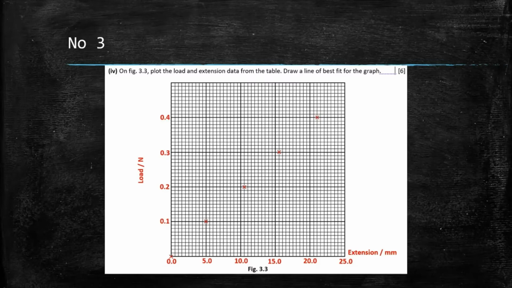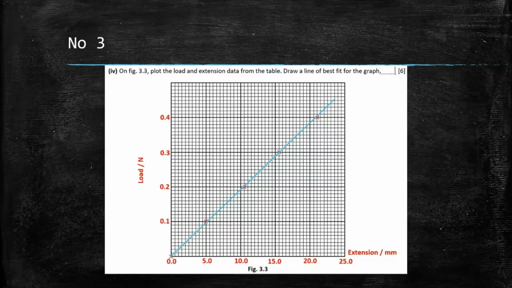After all the data is plotted correctly, draw a line of best fit for the graph. Try to draw a line which passes through as many crosses as possible, like this one. Our second type of graph is done. Let's calculate the spring constant for this graph.